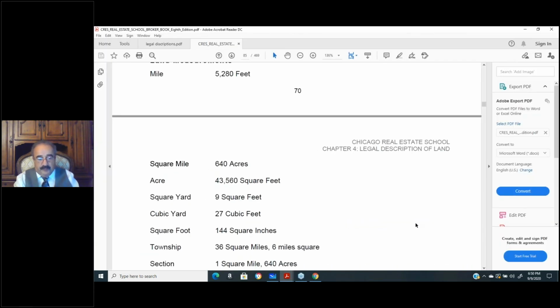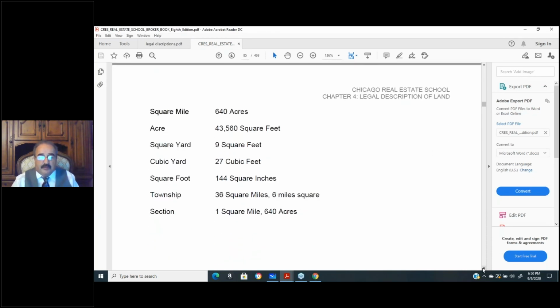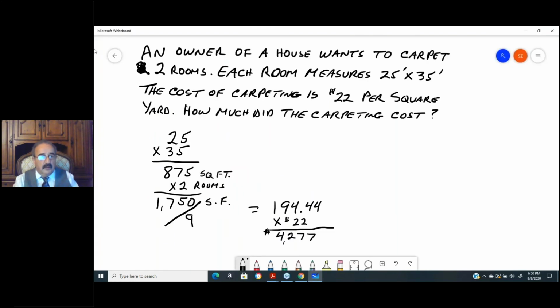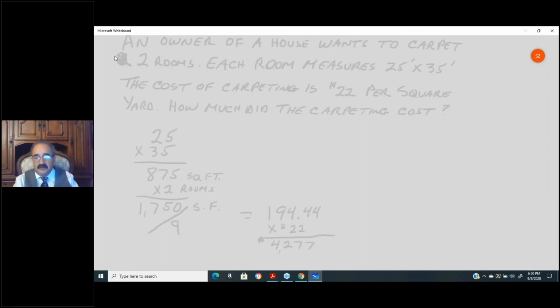So forget about a square foot. A township, put an X by that one. A township is 36 square miles, is 6 miles square. 6 times 6 comes out to 36 square miles. A section is 1 mile square, contains 640 acres. Now I just thought of another problem I want to give you. Let me go to my Canvas here. I've got another problem.